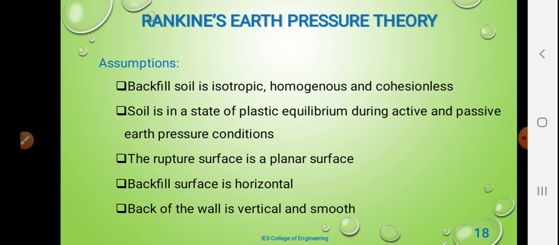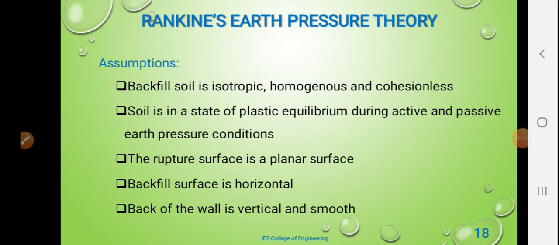Here the assumptions of this theory are: backfill soil is isotropic, homogeneous and cohesionless. Isotropic means soil having the same property in every direction. Homogeneous means soil having the same property everywhere, that means at every point. And cohesionless means soil with zero cohesion, for example sandy soil. And the second assumption is soil is in a state of plastic equilibrium during active and passive earth pressure conditions.